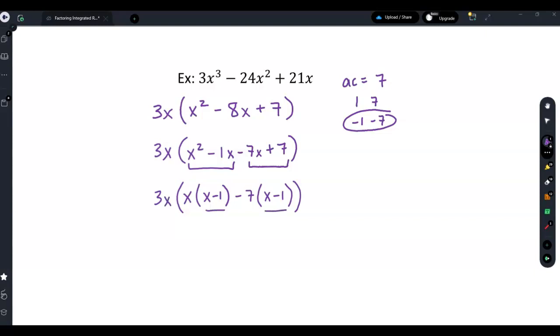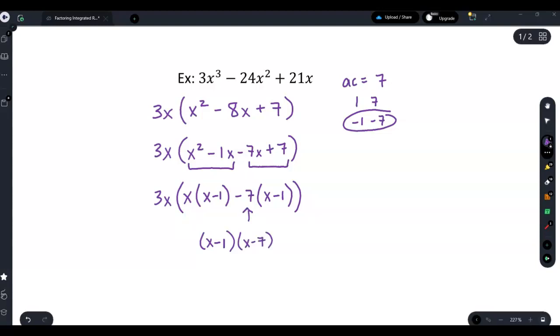So they had the x minus 1 in common. So I'm just finishing up my grouping step. When I factor out that x minus 1, it leaves me with these pieces. So that would be x minus 7. And then I don't necessarily have to keep the parentheses here since I already have parentheses around everything, but I do need to bring down the 3x.